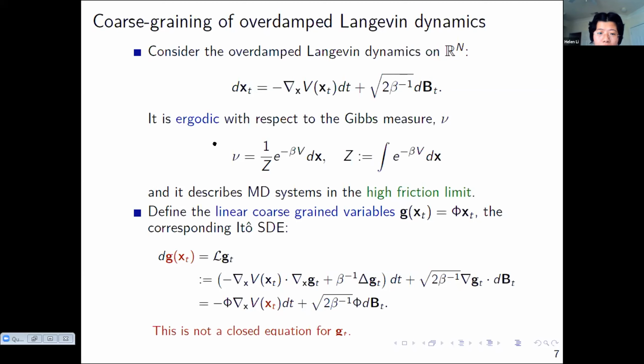And we define the coarse-grained variable via a linear mapping G, and an intuitive way to derive the coarse-grained dynamics is to get the dynamics for G. We can, for example, apply Ito's formula in order to get the dynamics for G, which is given here. And we see that this dynamics is not closed because we still have the dependence on X_t within the dynamics. And we want to get a closed equation for G_t.